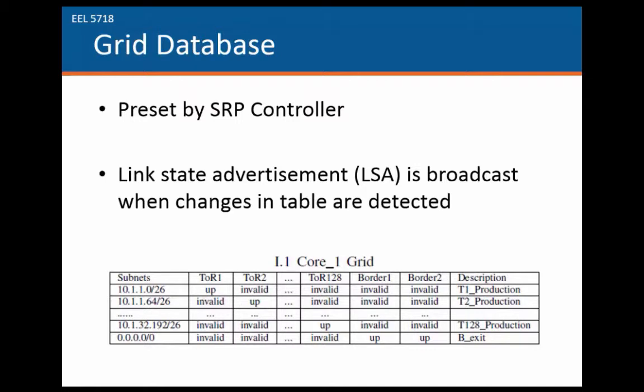The grid database is preset by the SRP controller. Unlike the link state database, where running the algorithm every time takes up a lot of CPU and the database can grow and shrink, SRP is preset. The link state advertisement is broadcast when changes in the table are detected, so it still uses the same advertisement as OSPF to update the tables. On the bottom there's a picture of one of the core databases that is used.